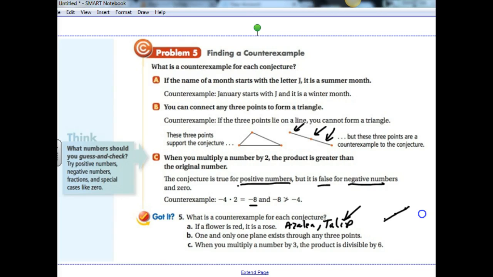Number C, when you multiply a number by 3, then the product is divisible by 6. So if I take a number, say 3, and I multiply that by 3, which is what this is saying to do, take a number and multiply it by 3, I get 9. 9 is not divisible by 6. So therefore, that's just, again, one of many examples that you could have chosen for your counterexample. I hope you understand a little better about what counterexamples are.